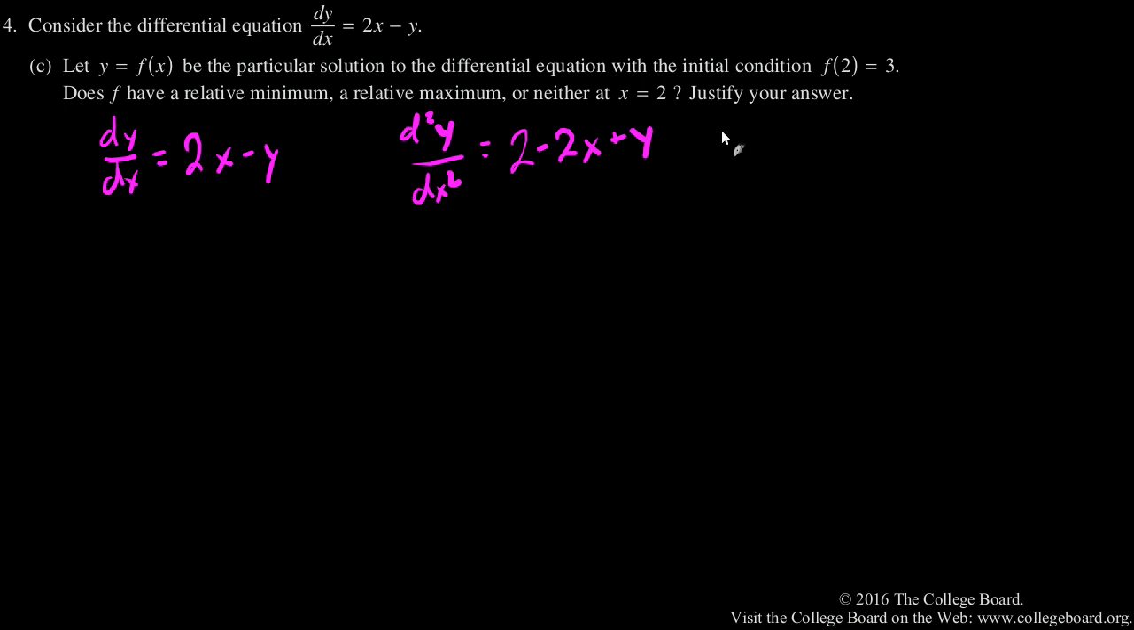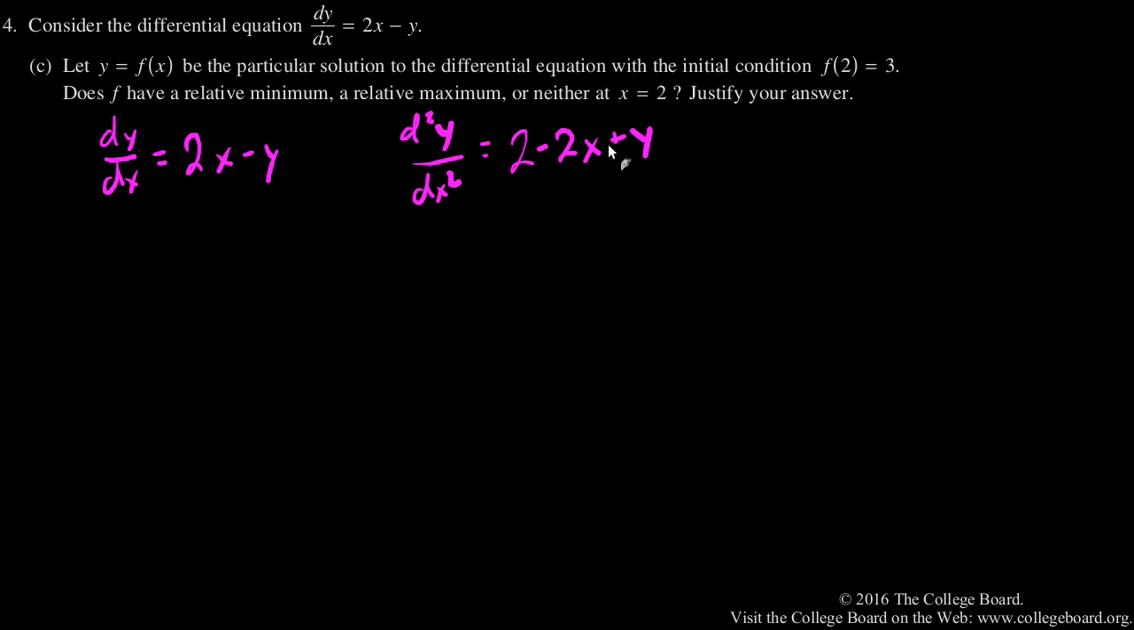We know the first derivative, dy/dx, is 2x minus y. We just found the second derivative in part B. If you want to see how we got there, go back to that video. And that was 2 minus 2x plus y.